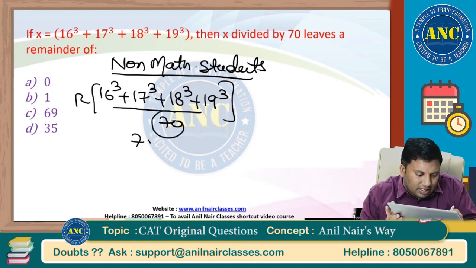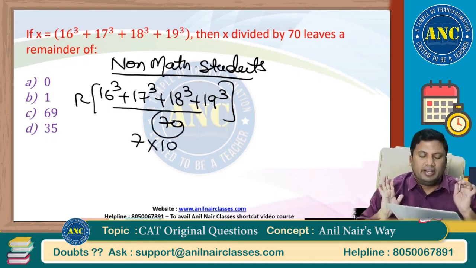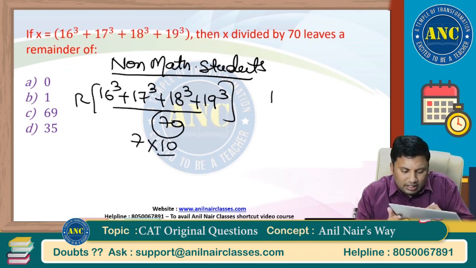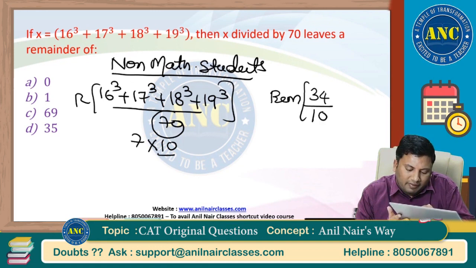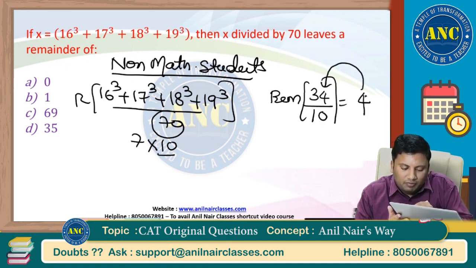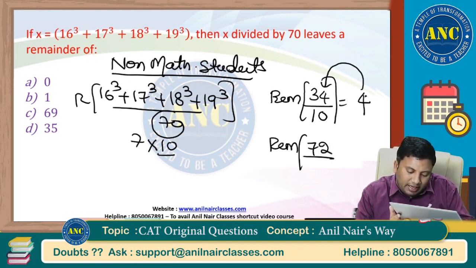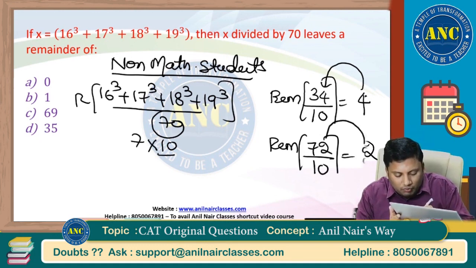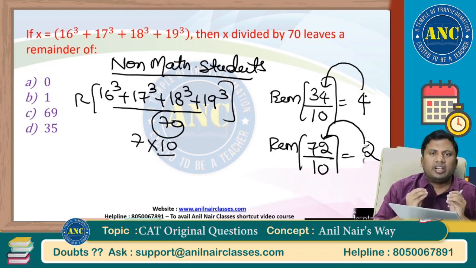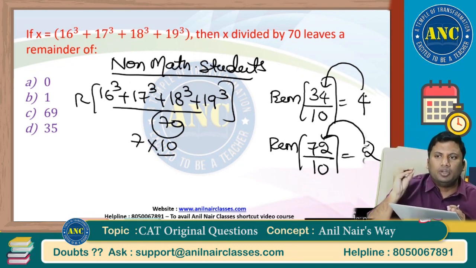70 is nothing but 7 into 10. Now he knows that when you divide a number by 10, for example 34 divided by 10, ten 3s are 30, the remainder is 4, which is the unit digit. 72 divided by 10, ten sevens are 70, the remainder is 2, which is the unit digit. When you divide a number by 10, the unit digit is the remainder.